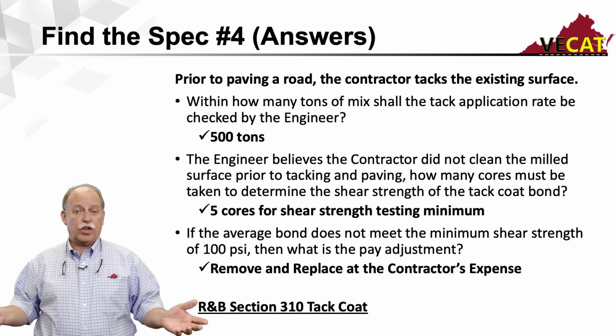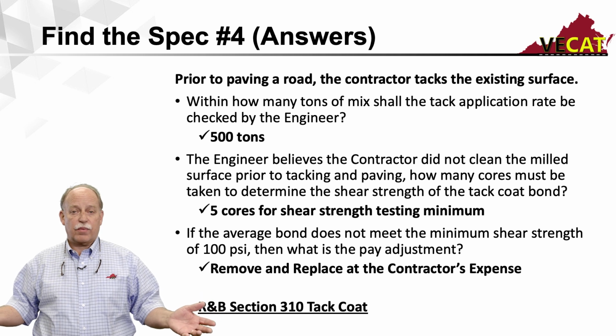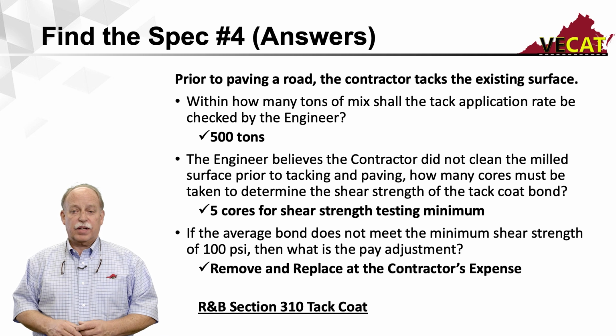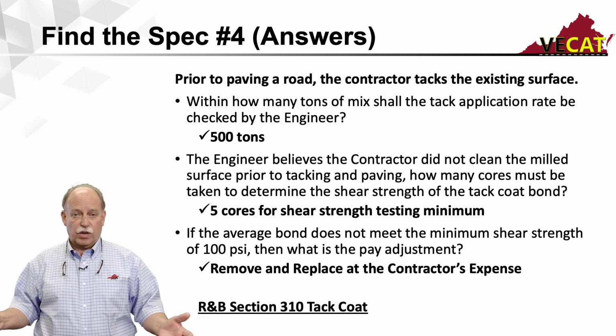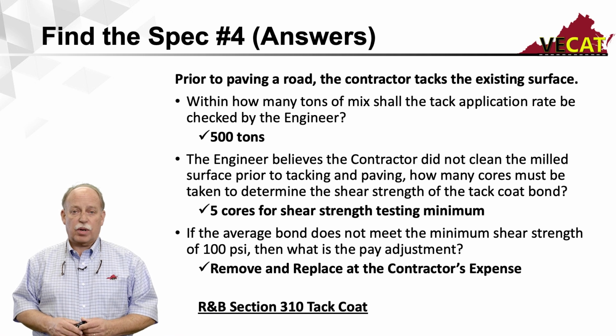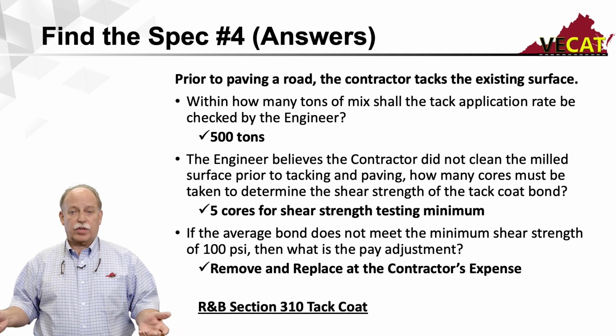And then lastly, what do you do if it doesn't meet that 100 PSI requirement? Well, the specs detail out very clearly. It's a remove and replace. So if it doesn't meet the 100 PSI requirement, then the contractor will have to go out and remove and replace the section that those cores represent.